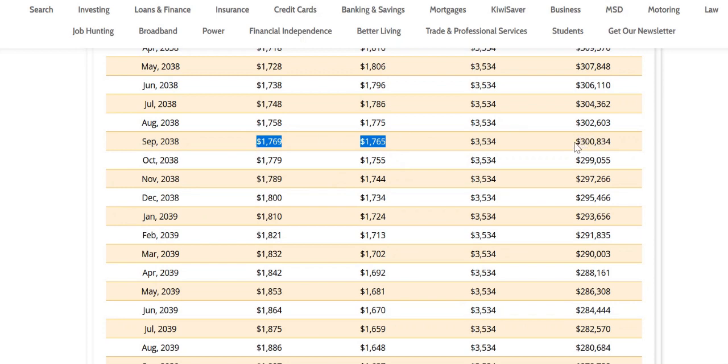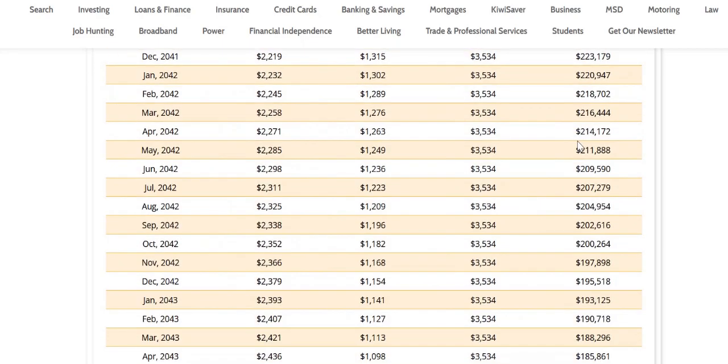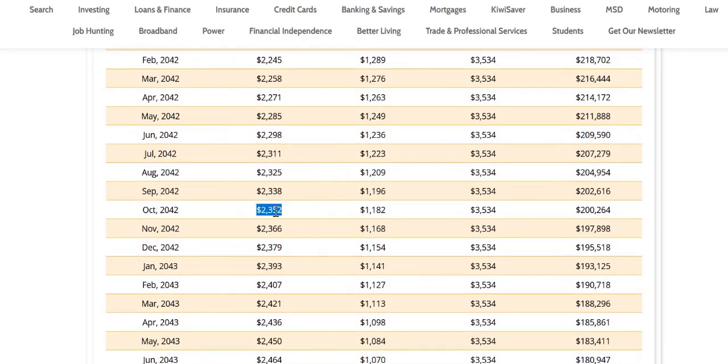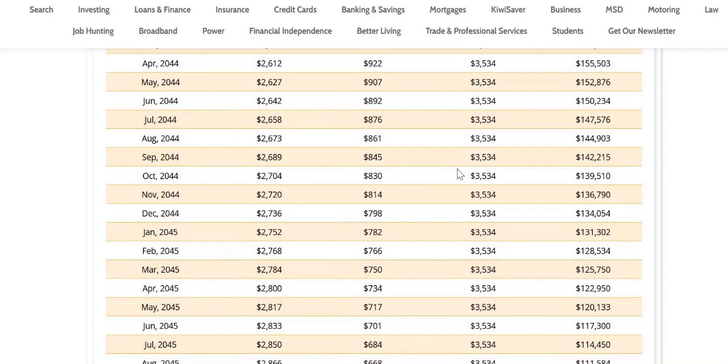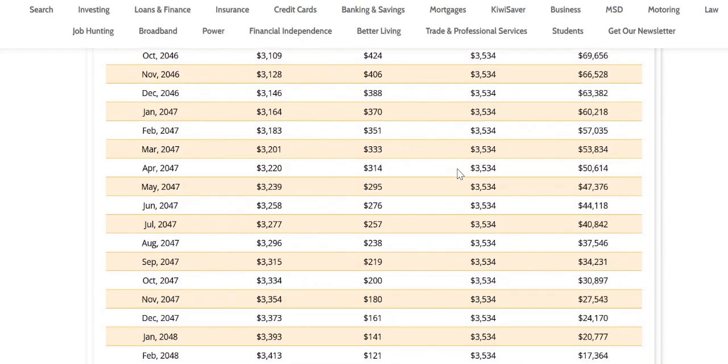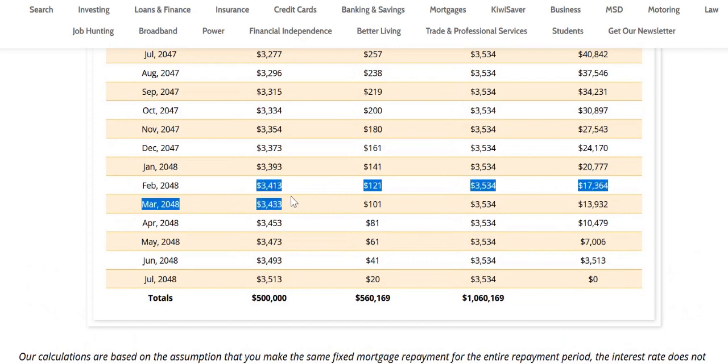And then you can see that slowly as well, the principal being repaid, which is this column here, is going to almost be double what the interest is. But still, it's going to be $3,534 per month, assuming nothing changes on the interest rate, etc. And then eventually, those principal payments are just such a high percentage of the monthly mortgage payment that the interest just drops and drops and drops, and that's when you pay off your mortgage.